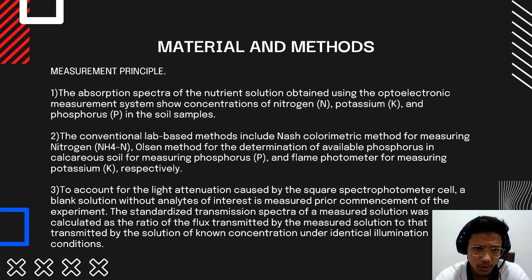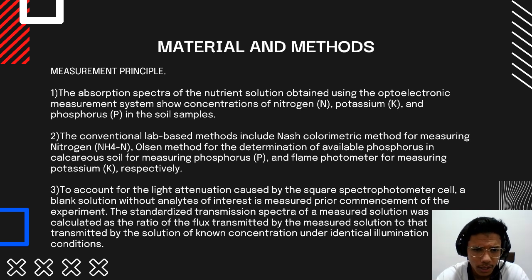Okay, the next one is the measurement principle. The observed spectra of the neutral solution obtained using the optoelectronic measurement system show the concentrations of nitrogen, potassium, and also phosphorus in the soil sample. The conventional lab-based methods include the Nessler colorimetry method for measuring nitrogen, the method for the determination of available phosphorus in calcareous soil for measuring phosphorus, and the flame photometer for measuring potassium, respectively.